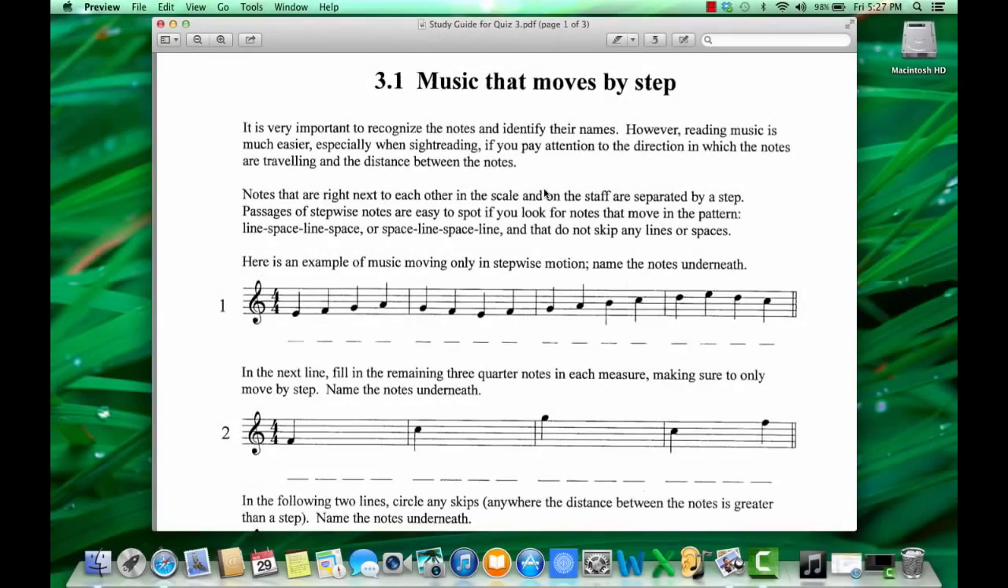This is the flipped classroom video for Level 1 Quiz 3. There are two topics: music that moves by step, beginning to recognize that when notes go up, we sing pitches that are higher in pitch, and when they go down, we sing lower in pitch. Music that moves by step means that there are no skipped notes in between one note to the next. They move in order up or down.